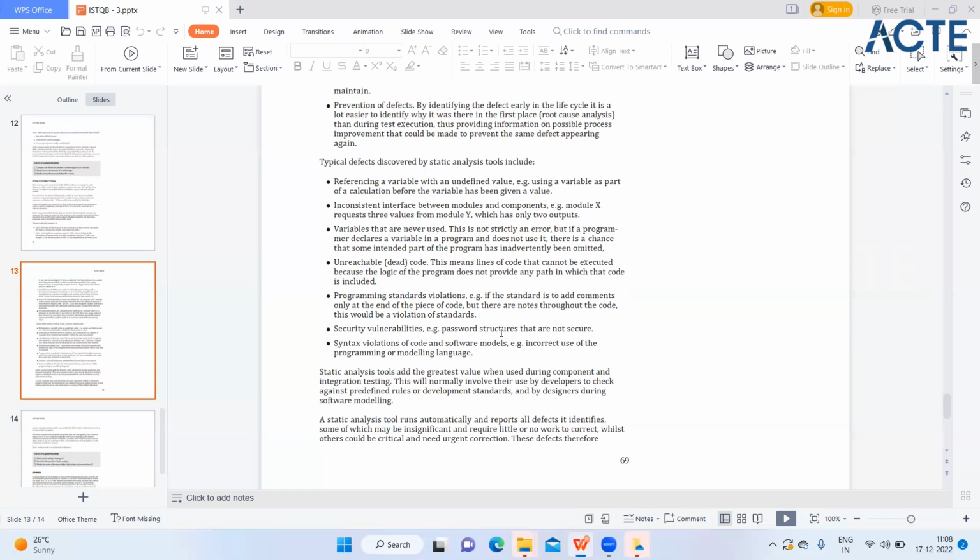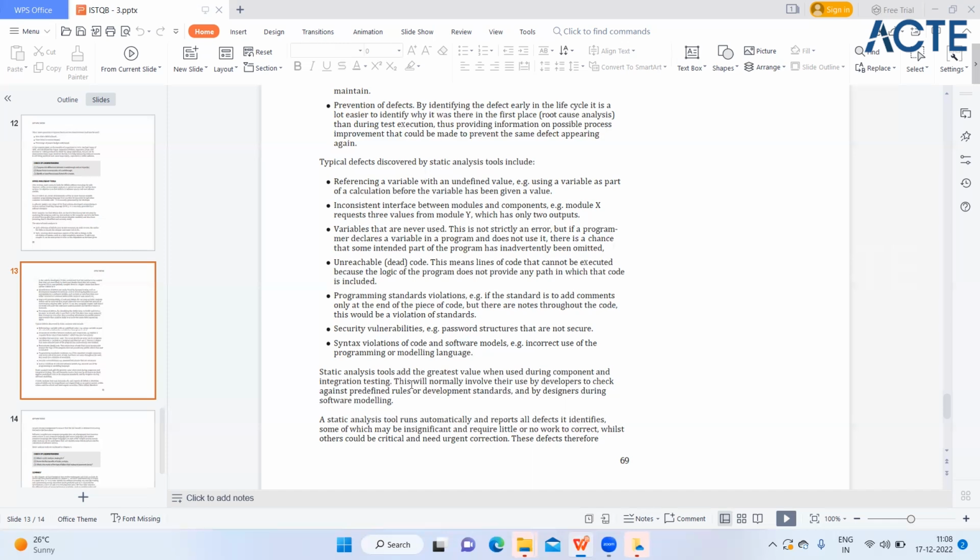Now, next is security vulnerabilities. For example, password structures that are not secure. You are just providing the password and you're not securing it. So this kind of issue can be found. Next, syntax violation of code and software models. For example, incorrect use of the programming or modeling language. You have a defined structure and you have to use it in that way only, but coders just use it in their own way. That will also not be good.